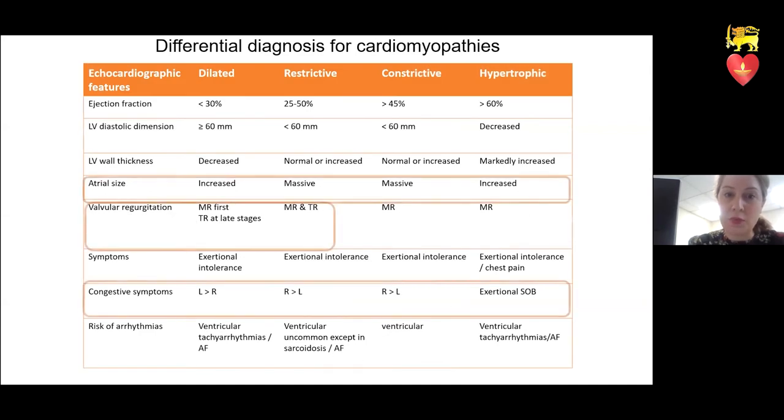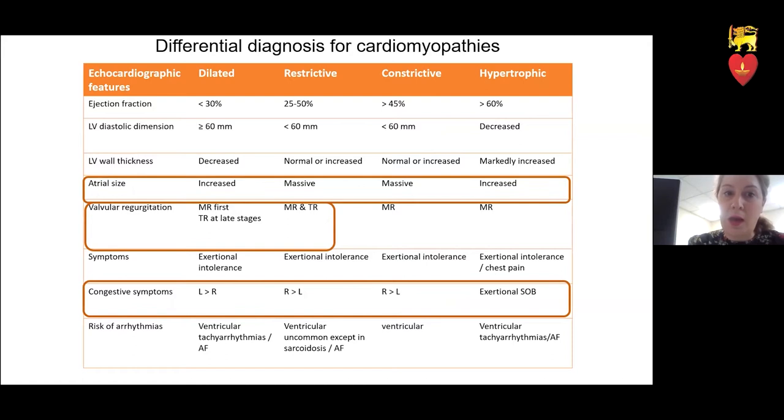And this is a short table where you will see how things change when we have tricuspid regurgitation, which we have only in dilated and restrictive cardiomyopathy, when compared to constrictive and hypertrophic, where you will see only mitral regurgitation, but also the balance between left side heart failure and right side heart failure. In restrictive and constrictive cardiomyopathies, you will have a predominant component of right side heart failure.